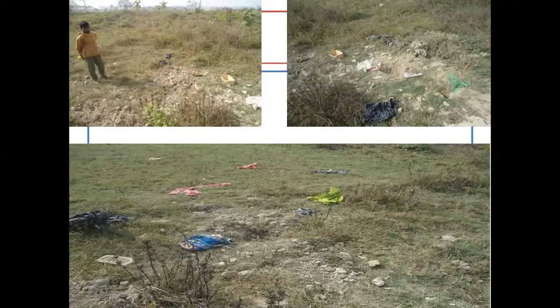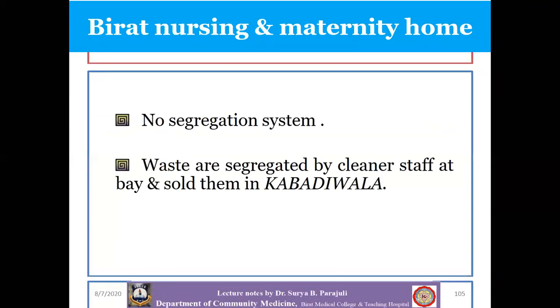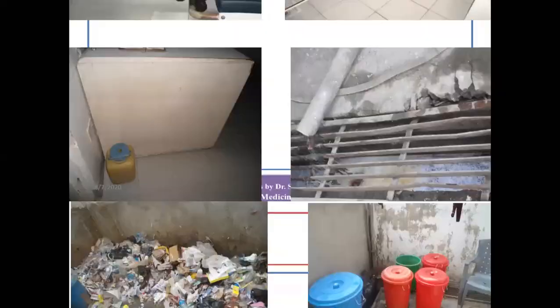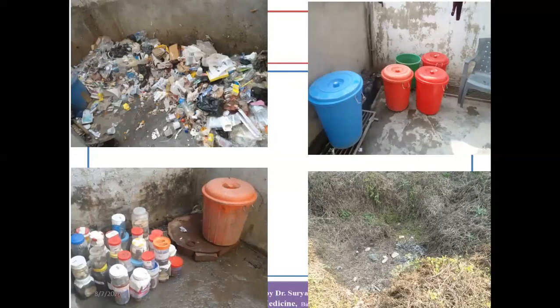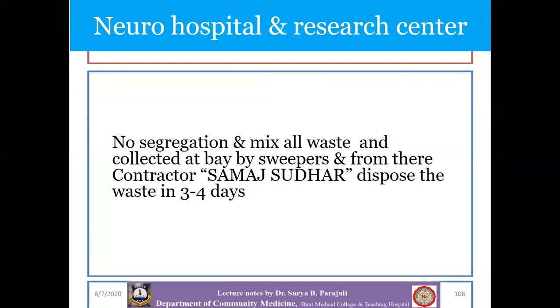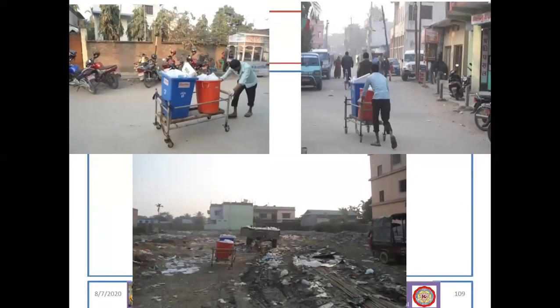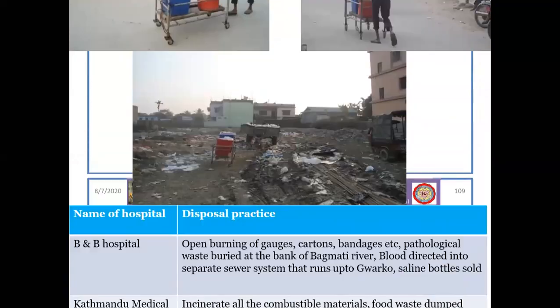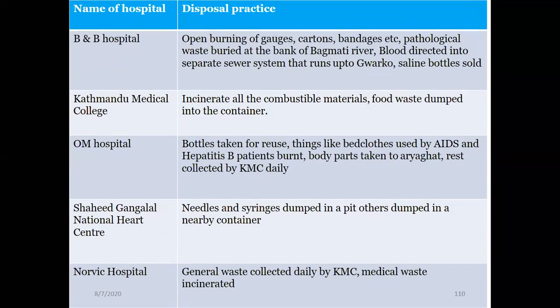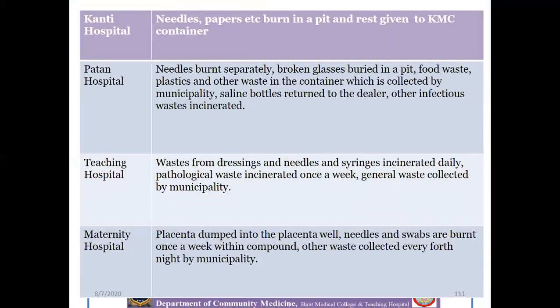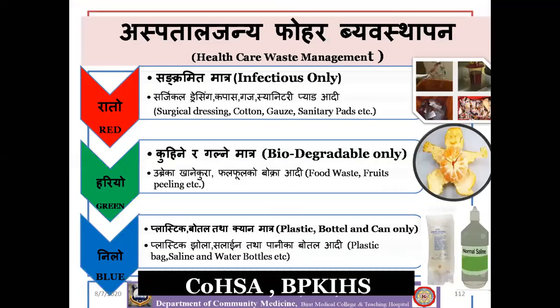Now I think the situation has changed, but still it's about our hospital. You can see it's not good. Even in our medical college, you can see these are the things. Neuro Hospital, Biratnagar. You can see. And related to other hospitals: BNP Hospital, Kathmandu Medical College, Om Hospital, Pardhan hospitals. And this is what I designed.